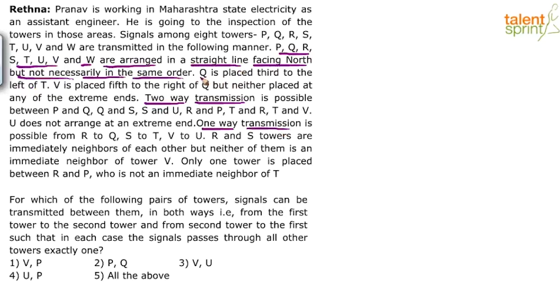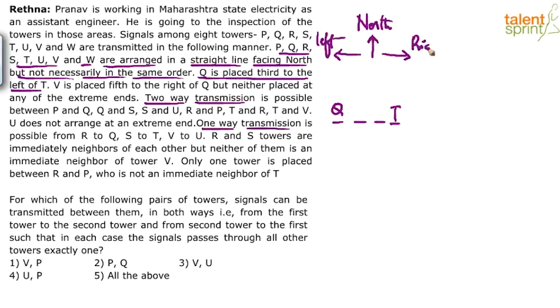So look at the first point. Q is placed third to the left of T. So let's assume this is T. Left of T is our left. So first, second, third. Q is placed here. Why are we saying left of T is our left? Because all these towers are facing north, right? So when a person is facing north, left is towards our left and right is towards our right. Okay. So Q is placed third to the left of T.